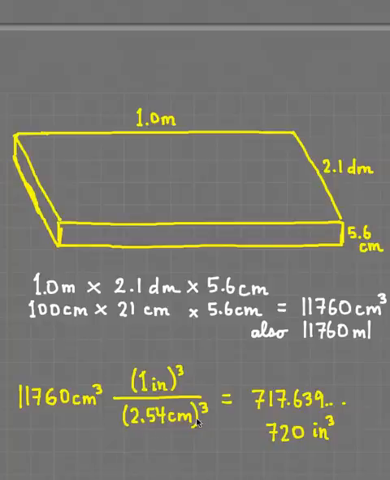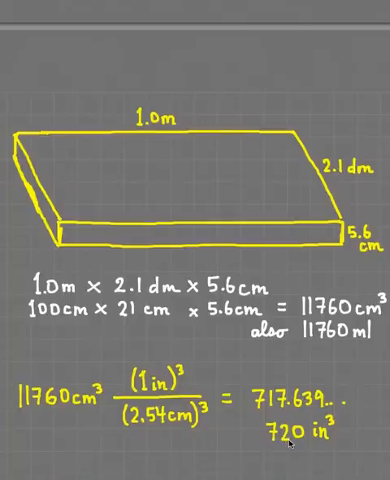This is an equivalence, but if I cube the bottom to get rid of that, I have to cube the top. Well, 1 cubed is still 1, and an inch cubed is an inch cubed. That unit survives. But a cubic centimeter here cancels this cubic centimeter, but I can't forget to cube that 2.54. So 2.54 times 2.54 times 2.54, take that number, divide it into 11,760, and I get an irrational number. But since my original had 2 sig figs, this has 2 sig figs, this has 2 sig figs, I rounded my answer to 2 sig figs.